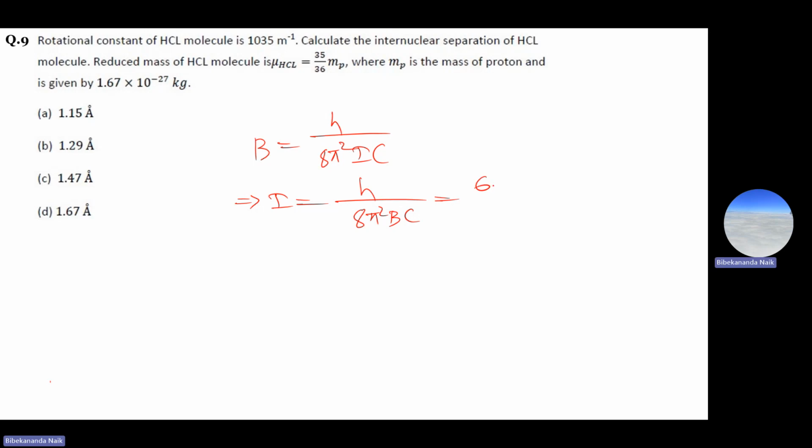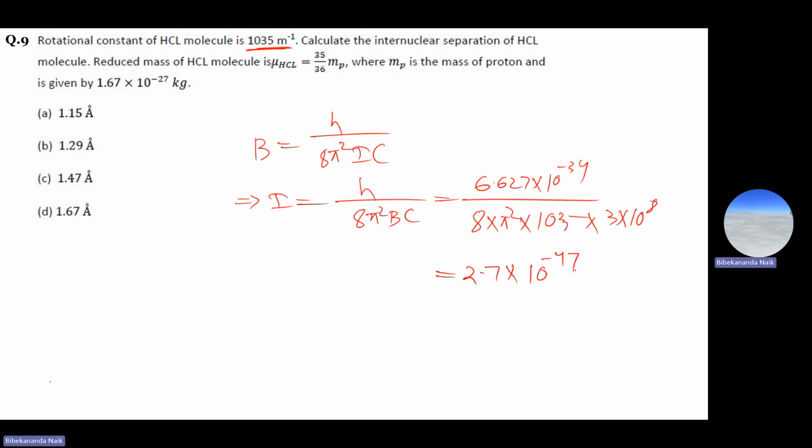Then if you put the values, it will be 6.627 into 10 to the power minus 34. Since here the value is given in terms of meter inverse, we can use the conventional values: h is 10 to the minus 34 joule second, then 8 into pi square into B, which is 1035, and c is 3 into 10 to the power 8. So if you calculate the value, it will come out to be 2.7 into 10 to the power minus 47 kg meter square.